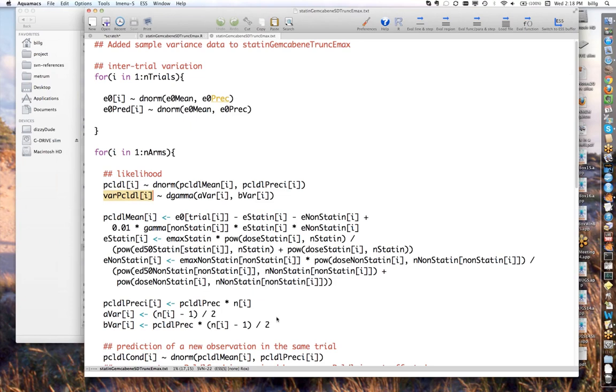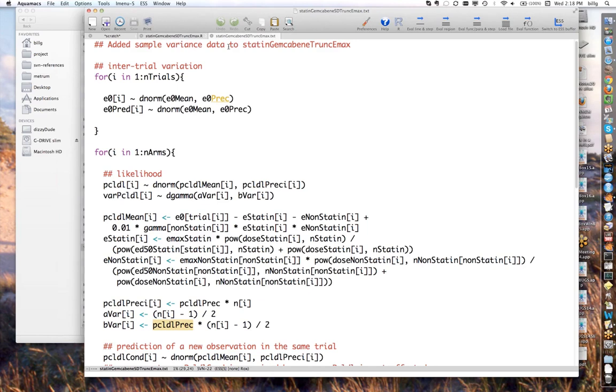I think that's about it, because we actually don't have any additional parameters. The only estimated parameter in this pair of quantities that get passed in there is really just the PCLDL precision, which was part of the previous model anyway. So that doesn't change. So let's take a look at the R script.